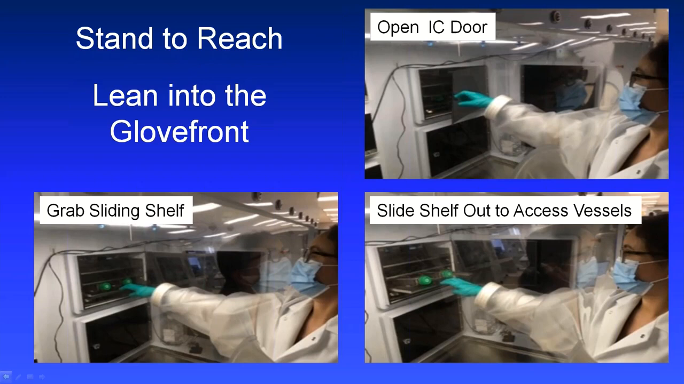And something else that you're going to have to get used to is pulling those shelves out of the incubation chambers in order to reach your vessels off of there. That might be something that you do more often in the Xvivo system than you would in, say, a room air CO2 incubator. You're going to be sliding those shelves out in order to get your vessels off of them.